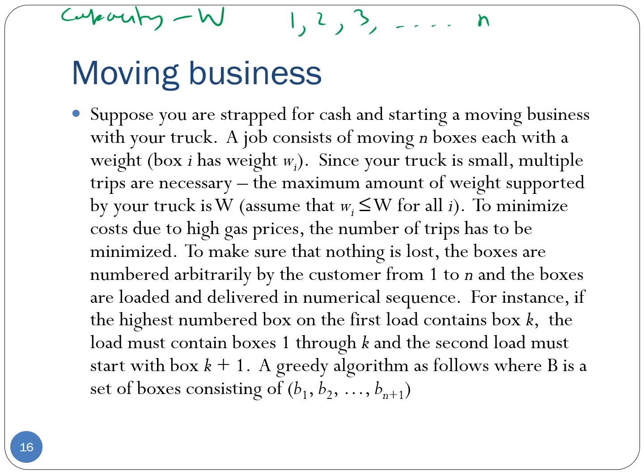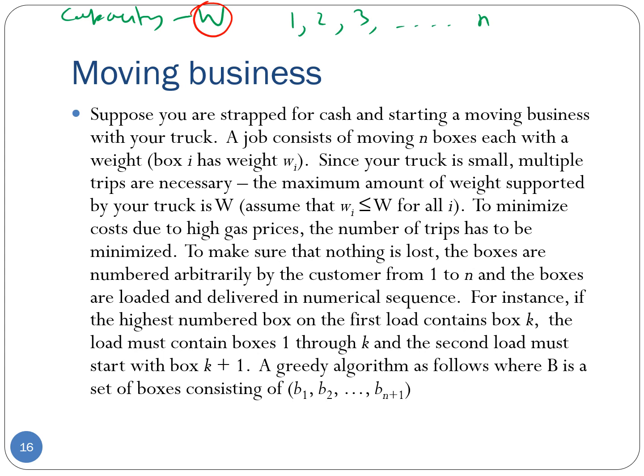While doing that, there are two important constraints that you must satisfy. First, at any point in time, your truck should not be carrying more than weight W. That's the capacity. That's the first constraint. And the second constraint is the boxes are numbered, and to avoid any misplaced boxes or lost boxes, these boxes need to be delivered in sequence.